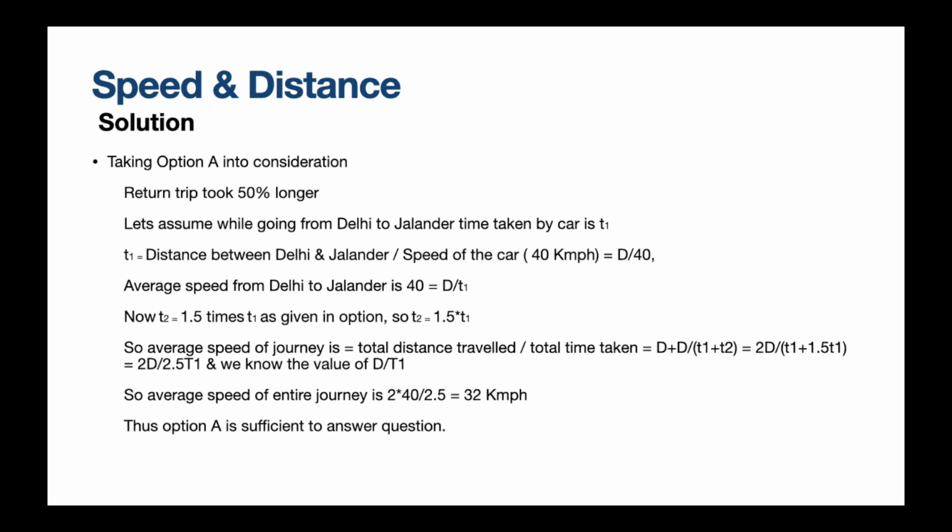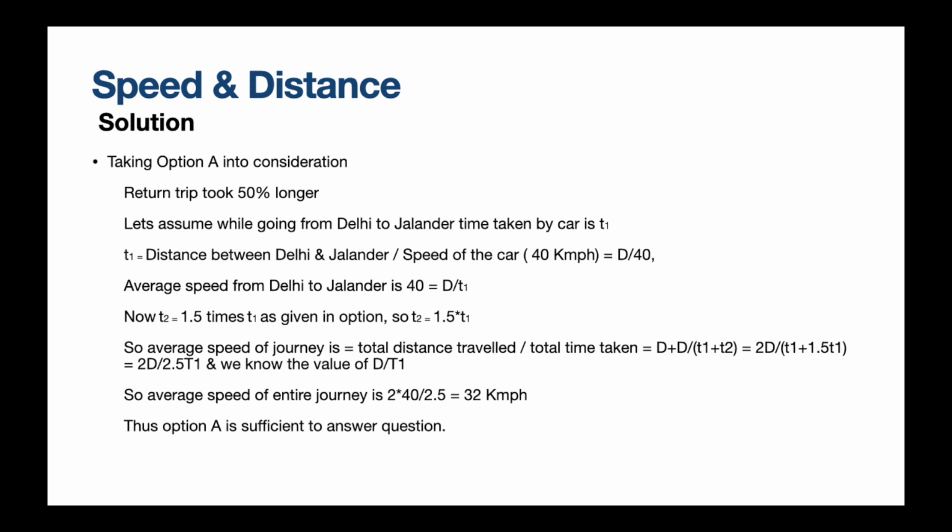Now, as per the average speed formula, which we discussed at the start, the total distance traveled divided by the total time taken gives the average speed. The total distance traveled in this case would be D plus D, that is 2D, divided by T1 plus T2. T2 is equal to 1.5 times T1, so we get 2D divided by T1 plus 1.5 T1, that is 2D divided by 2.5 T1.